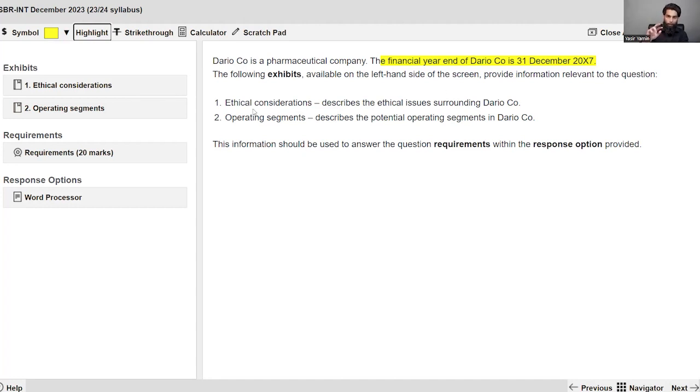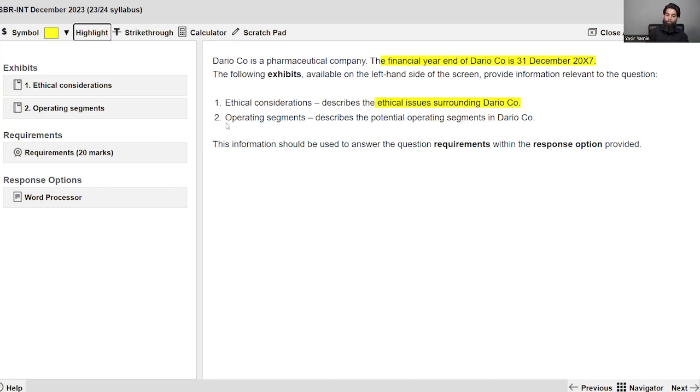Now, there are 2 exhibits, and these 2 exhibits will relate to the following. The first exhibit is about ethical considerations. So at the very least, you know that the first part of your examination is purely ethical considerations. This describes the ethical issues surrounding Dario company. So Dario company is a company, and there may be a range of ethical issues, and you need to discuss those ethical issues, most likely give some conclusions or remedy or anything which your examiner requires.